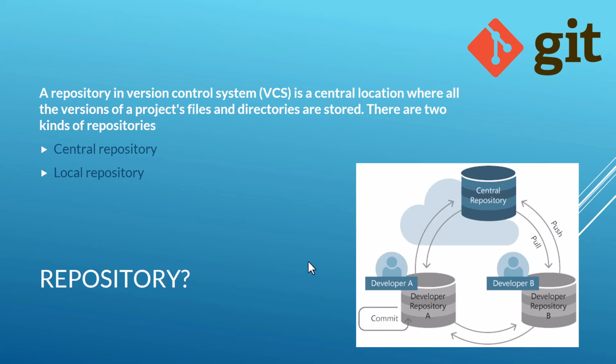In a repository, each version of a file or directory is stored as a separate commit. These commits typically include a description of the changes made, who made the changes, and when the changes were made. This information is essential for tracking the progress of a project and identifying potential issues.